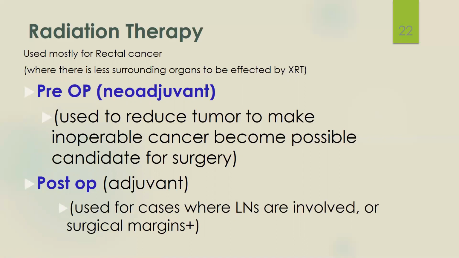Or post-op would be adjuvant. They can use radiation therapy after surgery when there might be lymph nodes involved, or if the surgical margins might be involved, and they can give radiation therapy just to give a little bit of an insurance policy that they can kill the rest of that tumor.